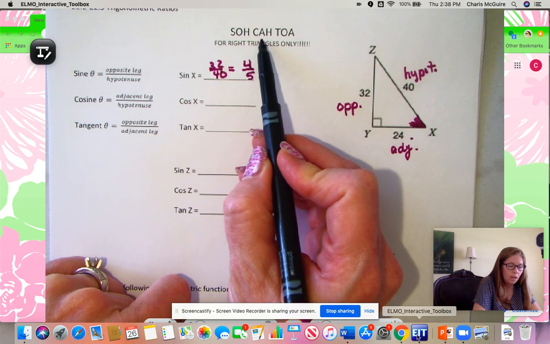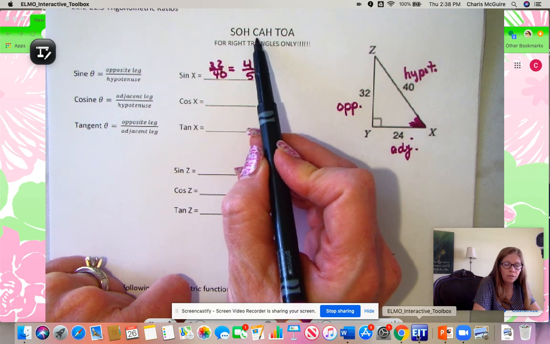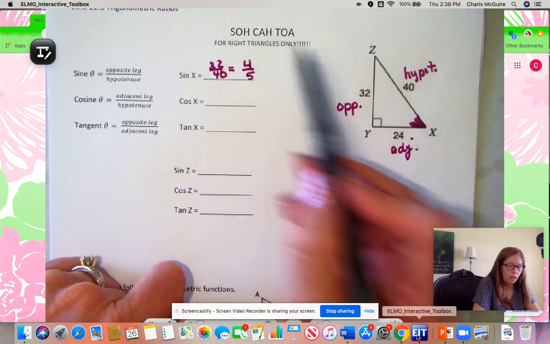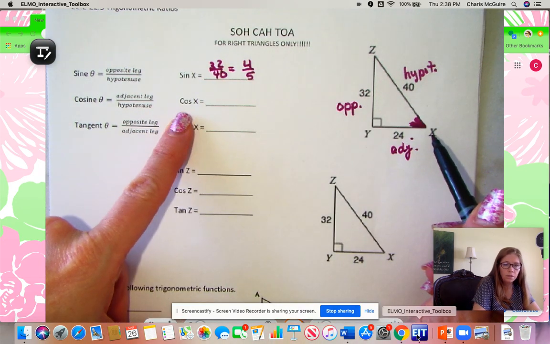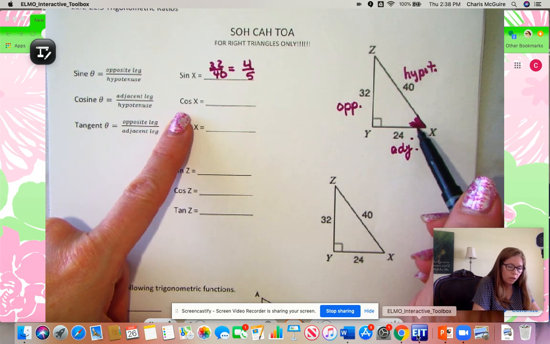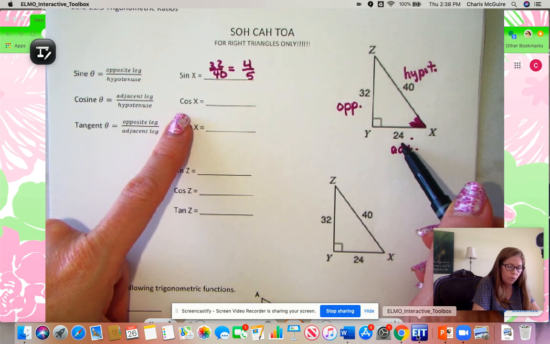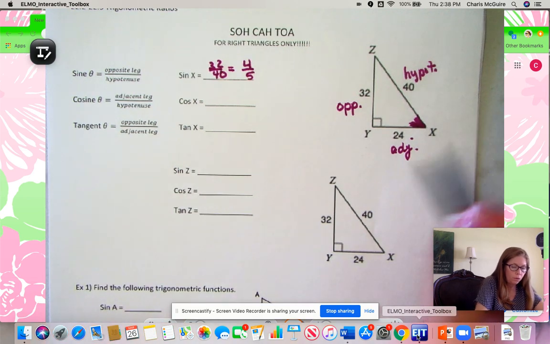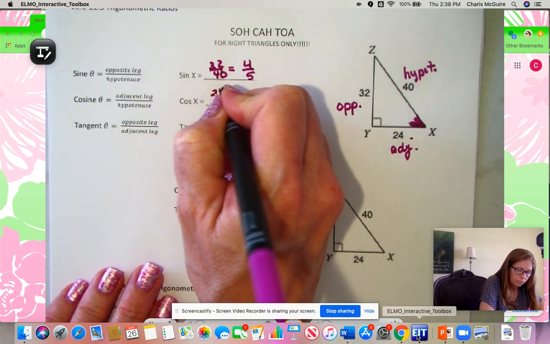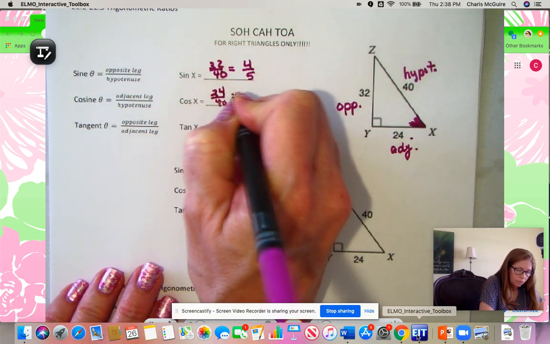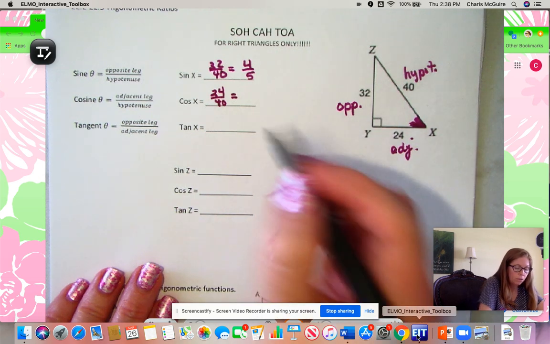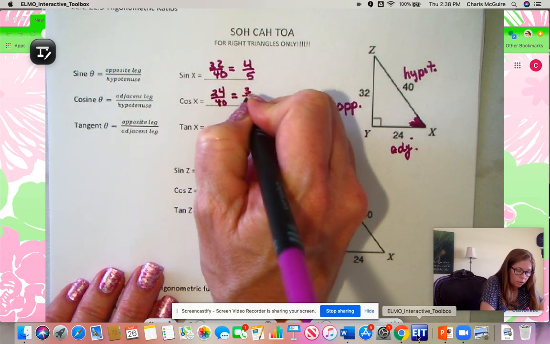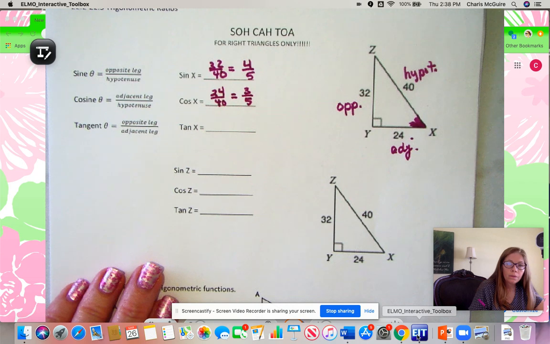Next comes cosine, and this is the adjacent over the hypotenuse. So cosine is adjacent leg over hypotenuse. That's the CAH. And so down here, doing the cosine of X, we're going to do the adjacent side, 24, over the hypotenuse, 40. And that's going to reduce down to 3/5. Pretty nice, huh?